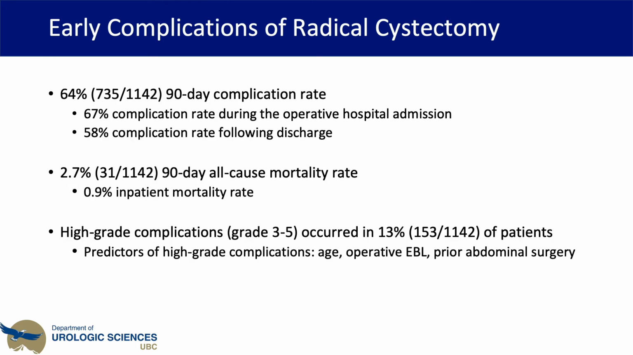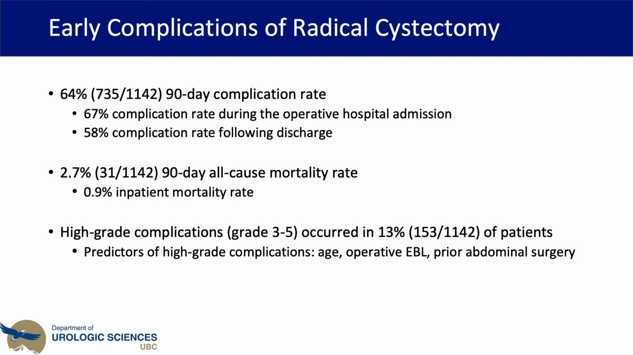The key takeaway number: 64% of patients had a 90-day complication. 67% of those had a complication during the hospital admission. 58% had a complication following discharge within the first 90 days. Looking at all-cause mortality, 2.7% in 90 days. Only 0.9% of that was inpatient mortality. The majority, 68% of these fatalities, were from a cardiopulmonary event.